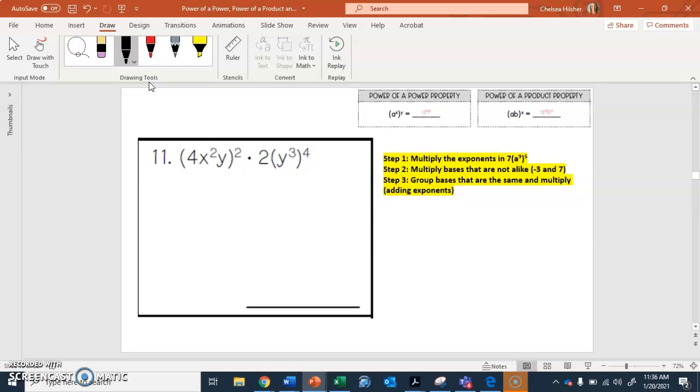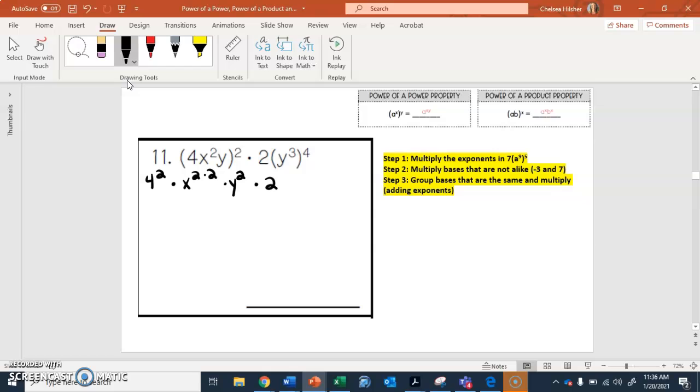Because there is more than one base inside of the parentheses, I've got to use the power of a product property, where this exponent 2 is going to be distributed to every term on the inside. When I distribute it, it means to multiply it. So it's going to be 4 squared times x squared times 2, because I have to multiply these exponents together, times y. Although there is no exponent next to y, we can assume it's 1. So 1 times 2, or I can just put y squared. Multiplied by 2. And we're going to move through to the next part.